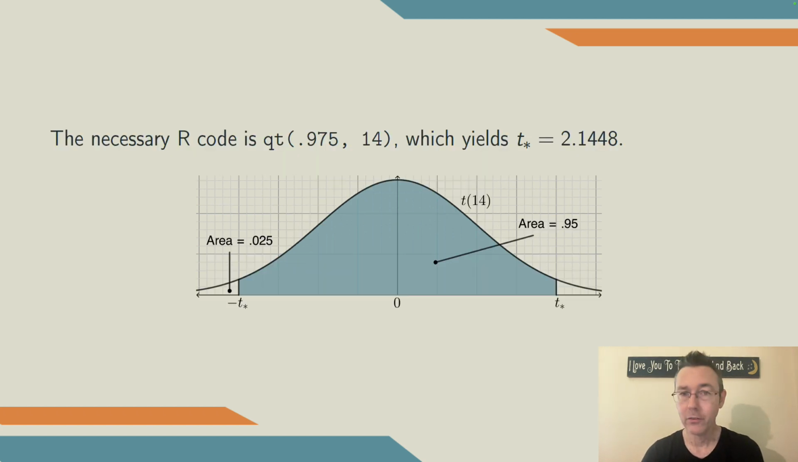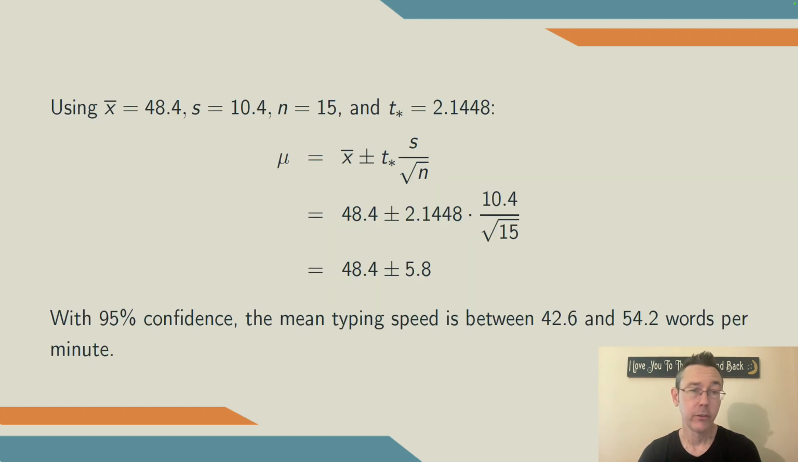My technology of choice is R, and there the command is qt of 0.975, 14. So the area that I'm interested in, the probability to the left, and the degrees of freedom. When I execute that code, I get a critical t value of 2.1448. Now I really just am ready to plug in to this equation and compute my confidence interval. When I plug in and simplify, I get 48.4 plus or minus 5.8. So with 95% confidence, the mean typing speed is between 42.6 and 54.2 words per minute.